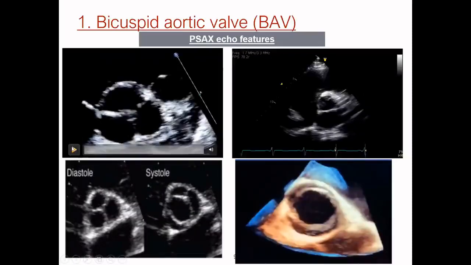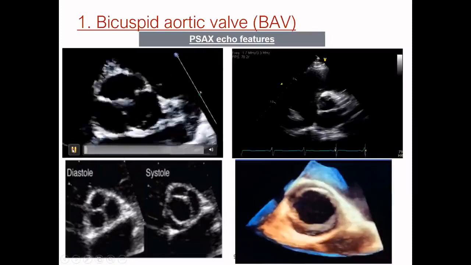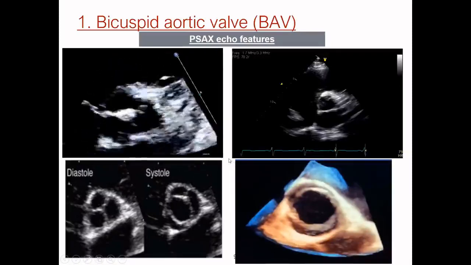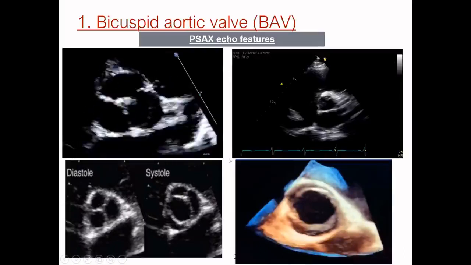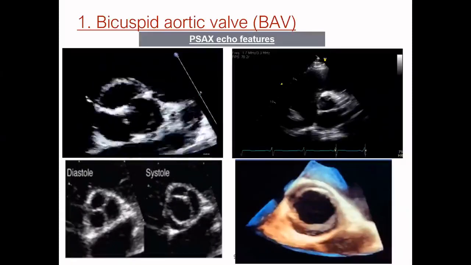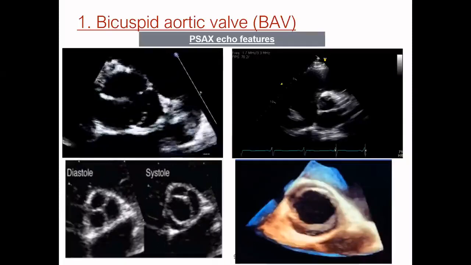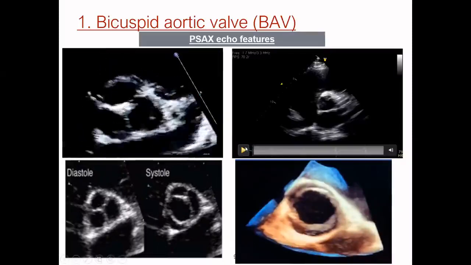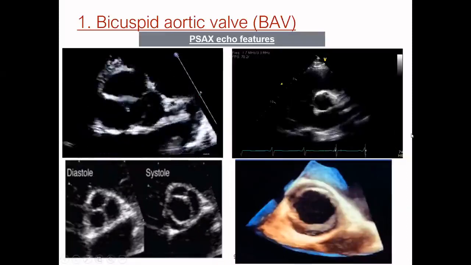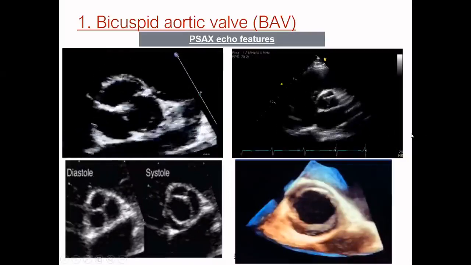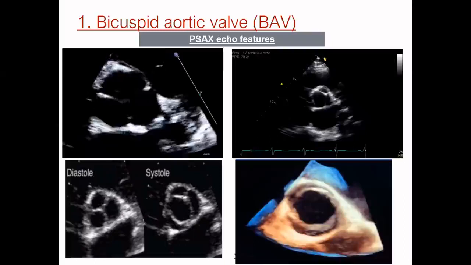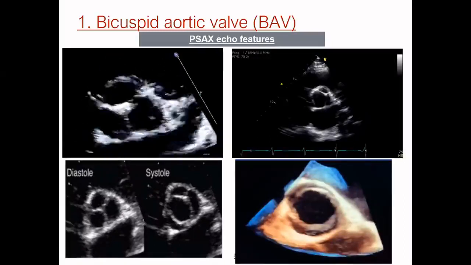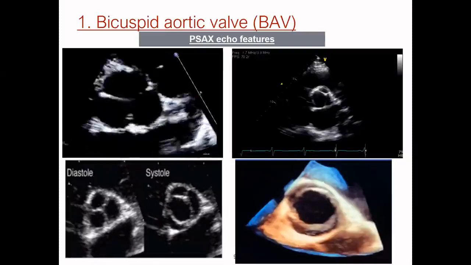Here are some more features in the parasternal short axis. So this is a type 1 bicuspid aortic valve with a fusion of the non and right coronary cusp. And in this video, you can see this is the most common type. So this is also type 1, but there's a raphe or a fusion of the right and left coronary cusp.